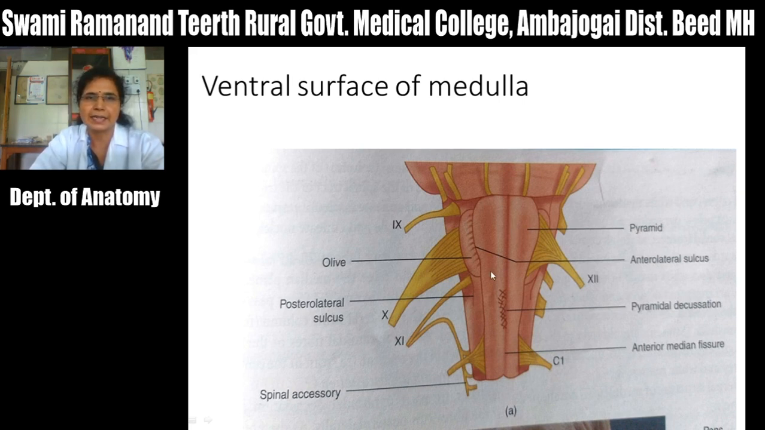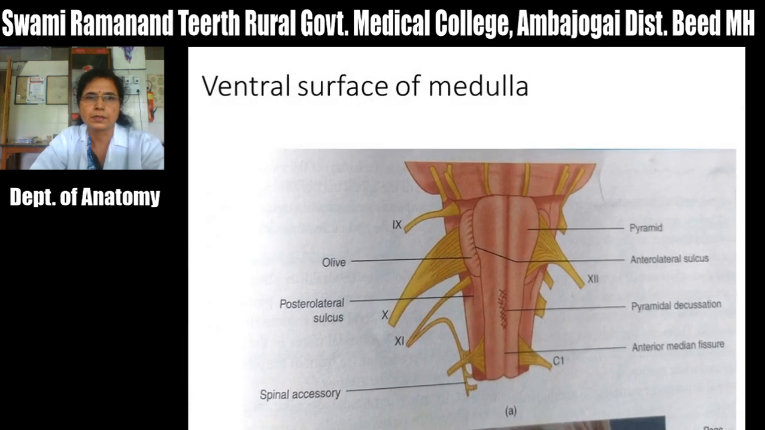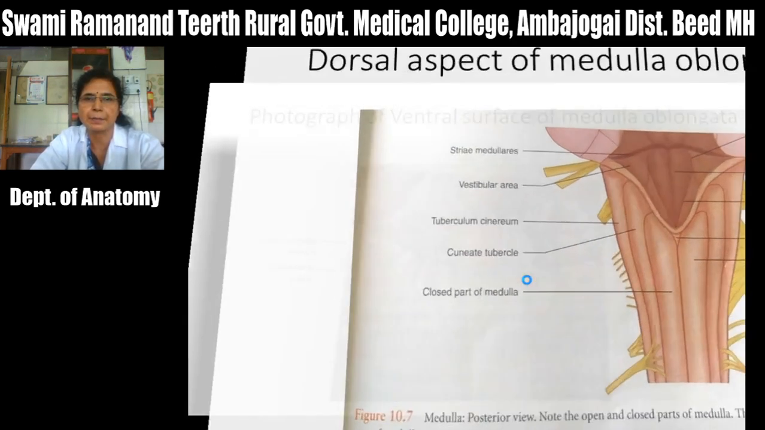That is, anteriorly it is related with these structures. Posteriorly, the upper part of the medulla is related with the cerebellum, from which it is separated by the fourth ventricle. The lower part of this posterior aspect is related with the posterior atlanto-occipital membrane.